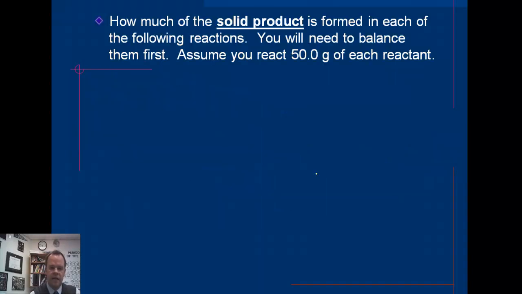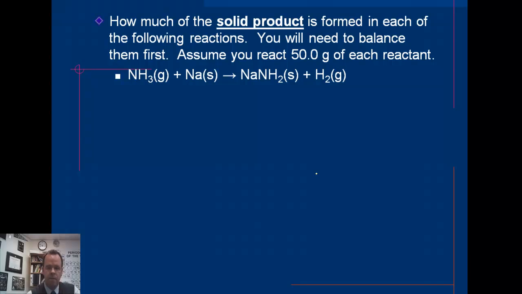Okay, this next problem, I'd like you to try it on your own. Press pause on the video, try this on your own piece of paper, and then come back and see the way that I solve it. So the problem: how much of the solid product is formed in each of the following reactions? In this reaction, we have 50 grams of each reactant. We have NH3 plus Na forms NaNH2 plus H2.